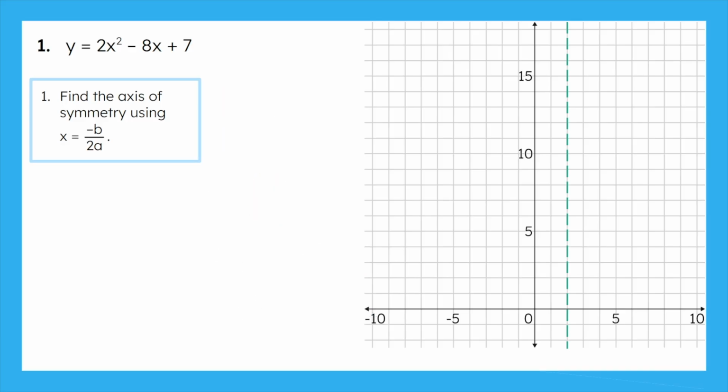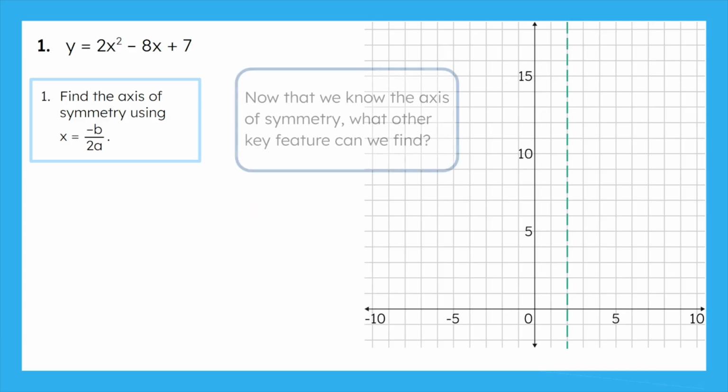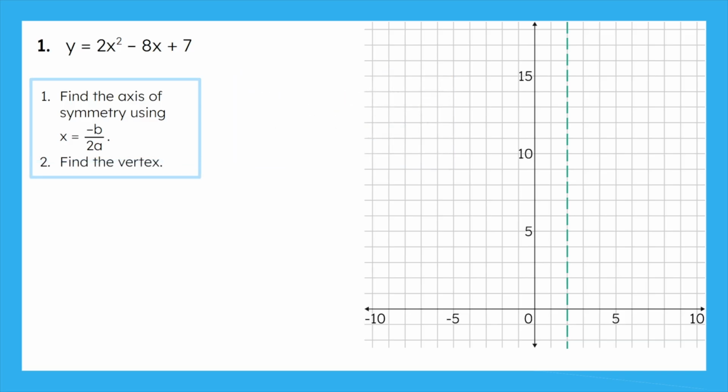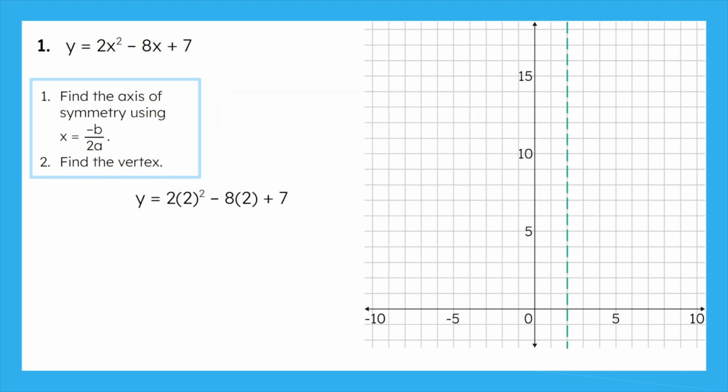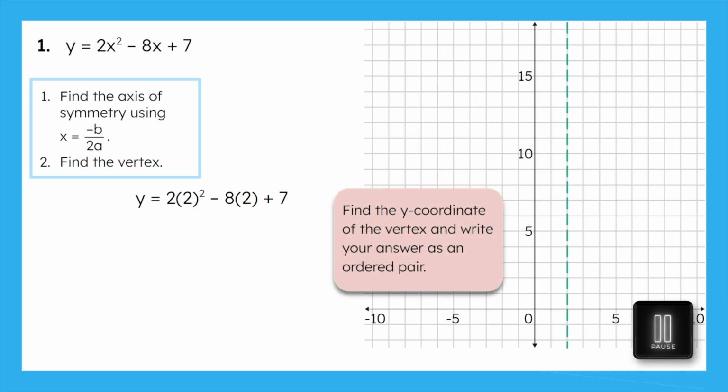Thinking back to our work so far with graphing quadratics, now that we know the axis of symmetry, what other key features of the parabola can we find? The vertex. That's our next step. Remember, the x-coordinate of the vertex is always the same as the axis of symmetry. So how do we use the axis to find the vertex again? We'll substitute it for x in the equation and evaluate. Pause here while you find the y-coordinate of the vertex and record your answer as an ordered pair.